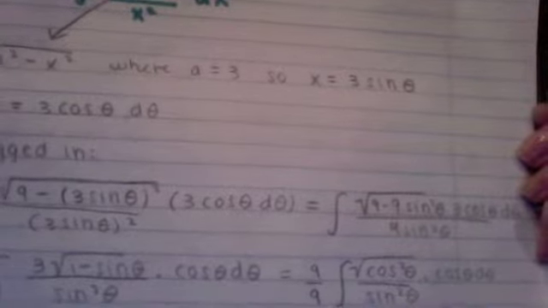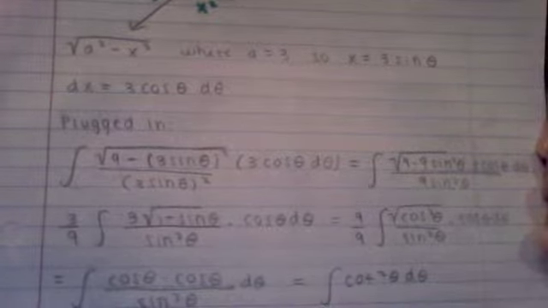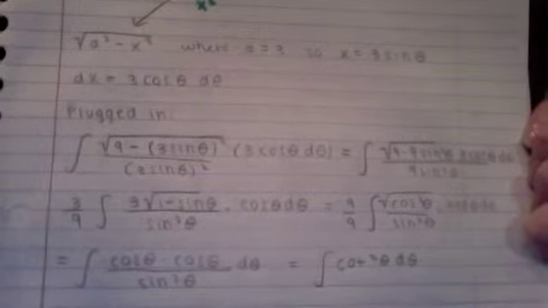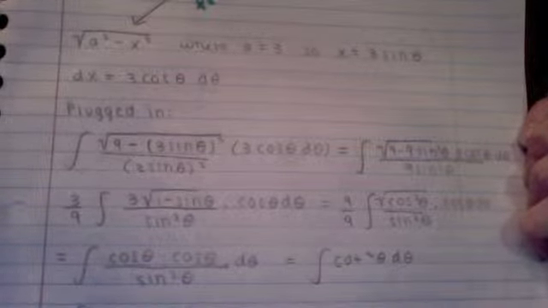And you can see if you do more algebra that 3 squared will be 9, and then sine squared will be sine squared, etc. And you'll get this equation right here. So then you can move some of the constants we had in front of sine and cosine to in front of the integral. And you can simplify the square root of 9 minus 9 sine squared to 3 times the square root of 1 minus sine squared theta using the identities.